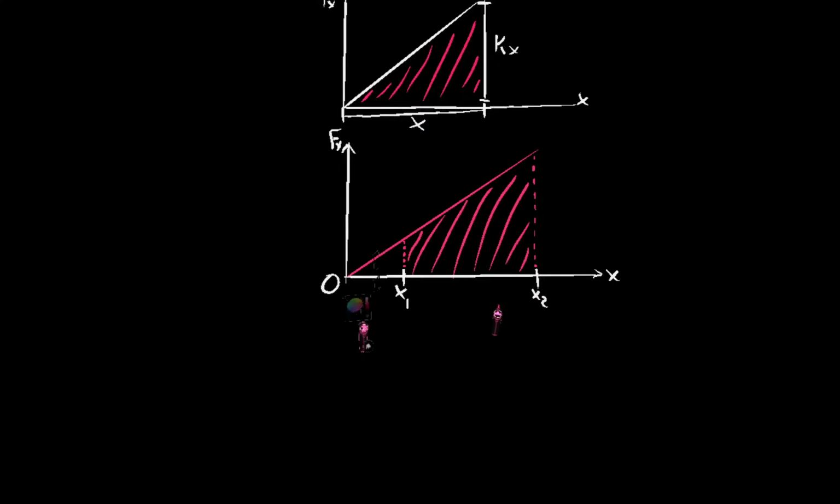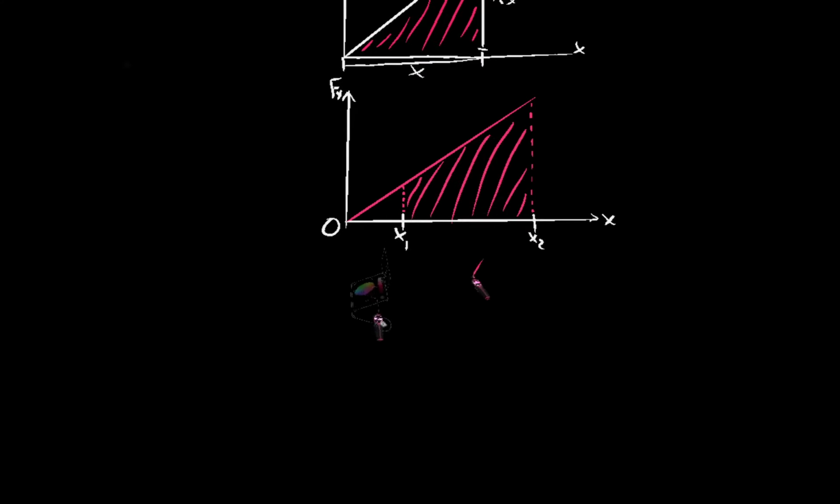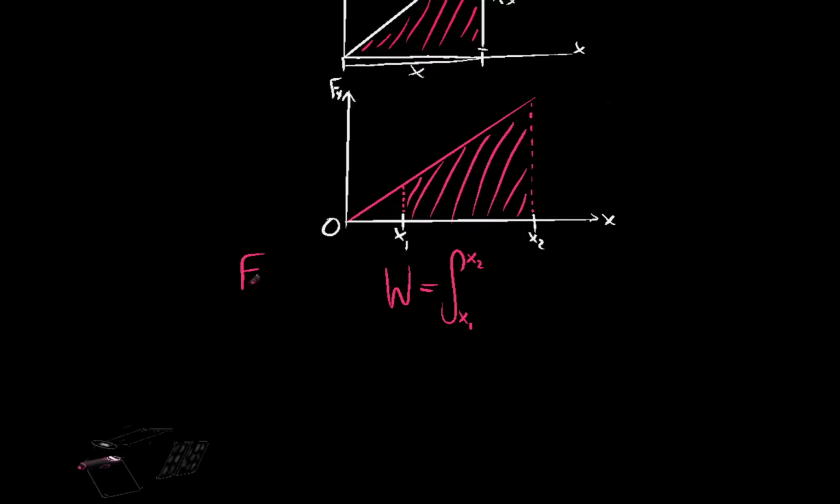And that's going to be equal to, so the work done is going to be equal to the integral from x1 to x2, right? Because work is force through a distance. And so you're multiplying force times distance, so you're getting the area under the curve, right?